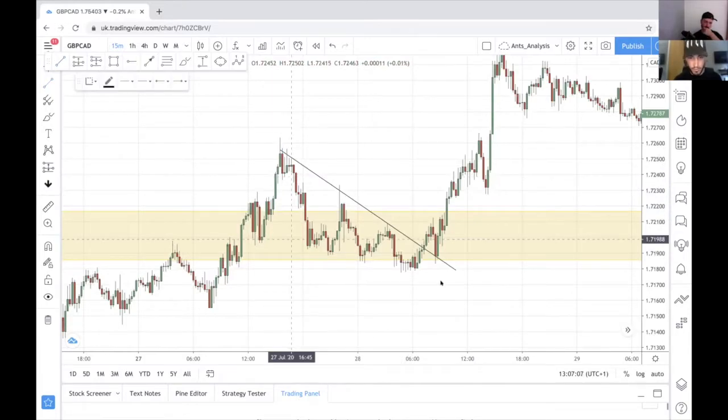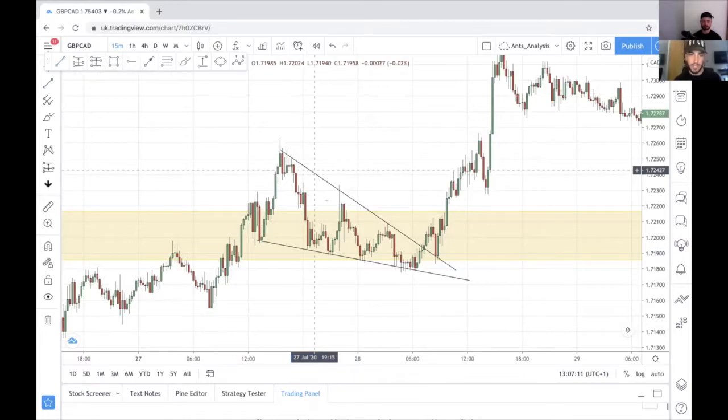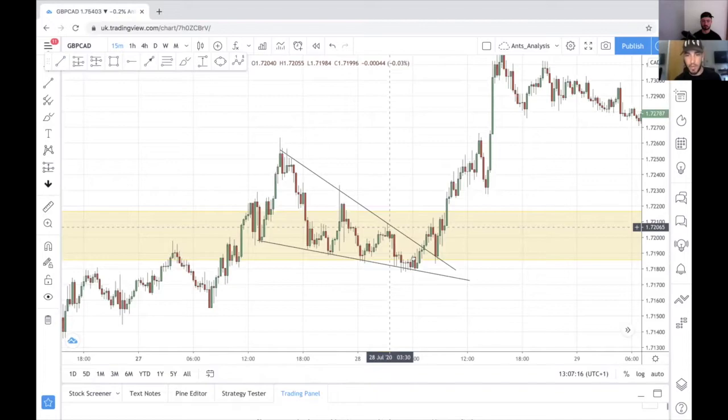with a support across here. So we are making this descending pennant pattern. As you can see, we're making lower lows and lower highs. However, they are slowing down. So we are seeing a slowdown in momentum at this level. And what we would like to see is a breakout of this pennant pattern before taking buy positions.